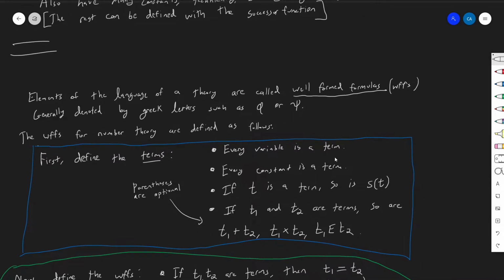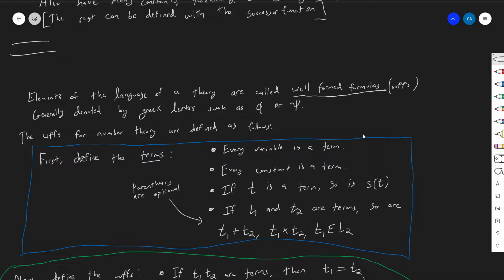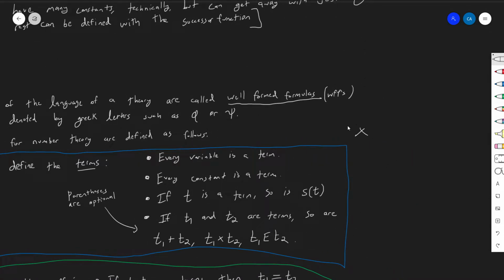So first of all, every variable on its own is a term. Every constant is a term. So if I just write an x here, that's a variable, that's a term. If I just write an 8 here, that's also a term. If t is a term, then so is s of t. So I can write an s of x here. I can write an s of 8 here. What I'm saying is that I can put the successor symbol here, and then I can put my term between two parentheses that are next to the s. I'm not saying anything about s of t. I'm just saying that if I have a term, I can put two parentheses around it and an s in front of it. That's all I'm saying. I'm not saying anything about what this thing actually is.